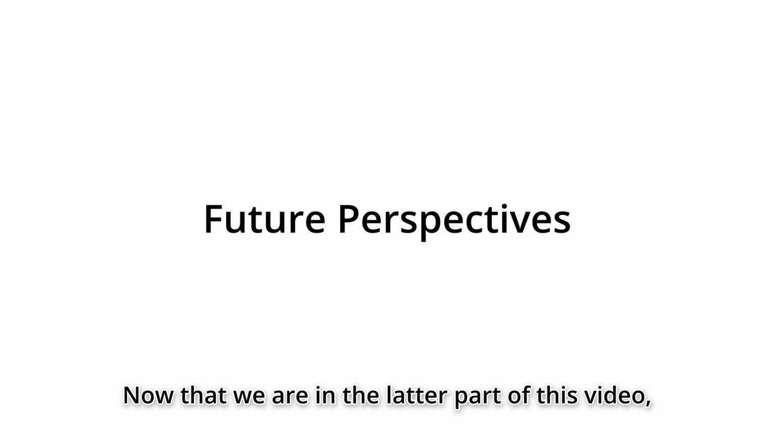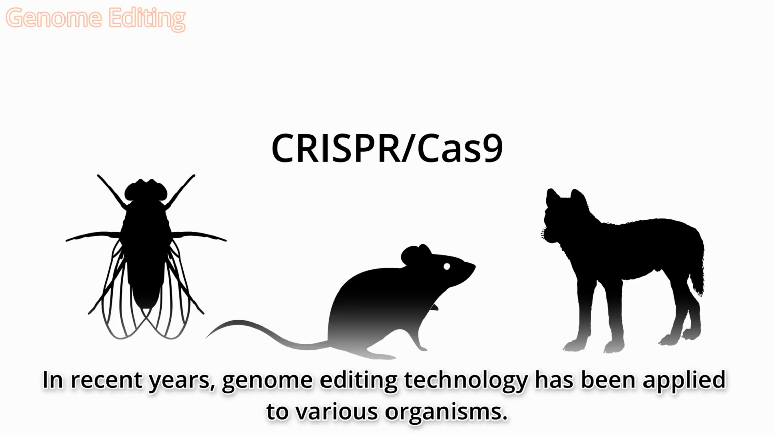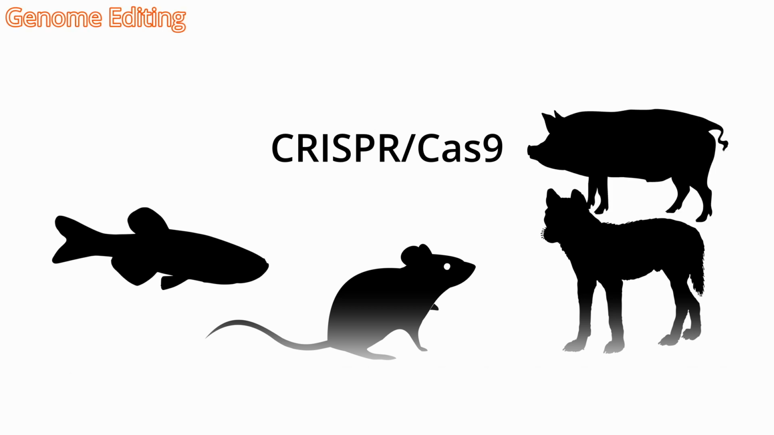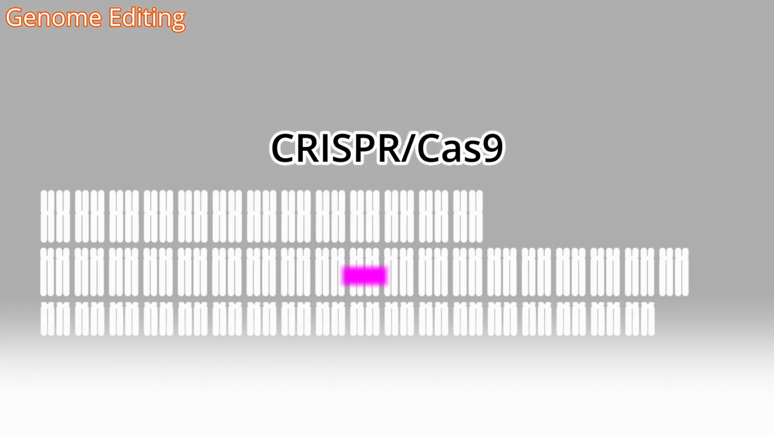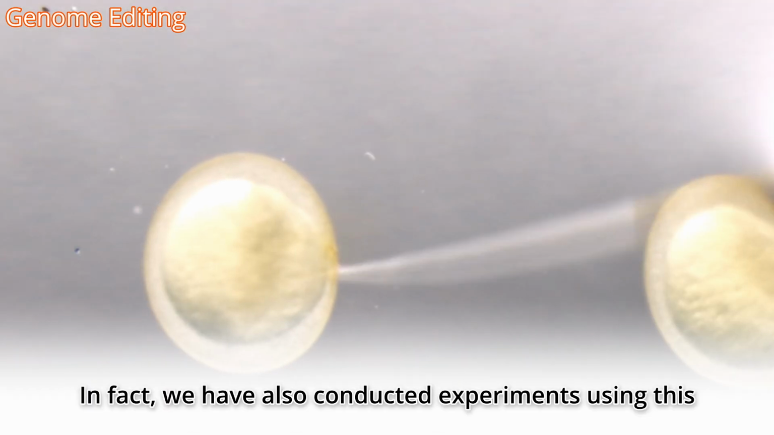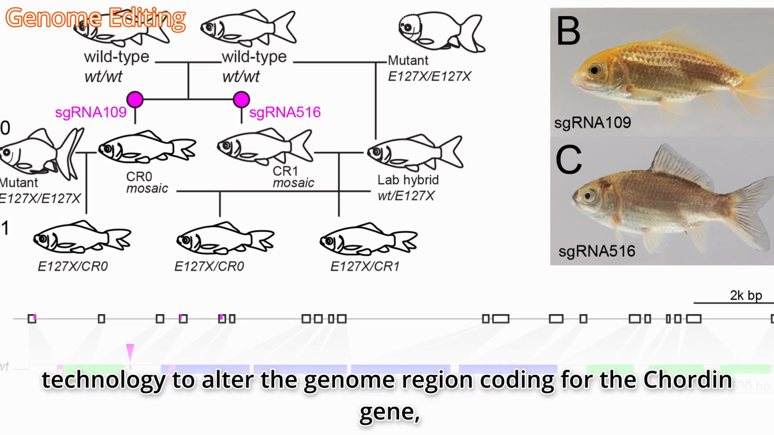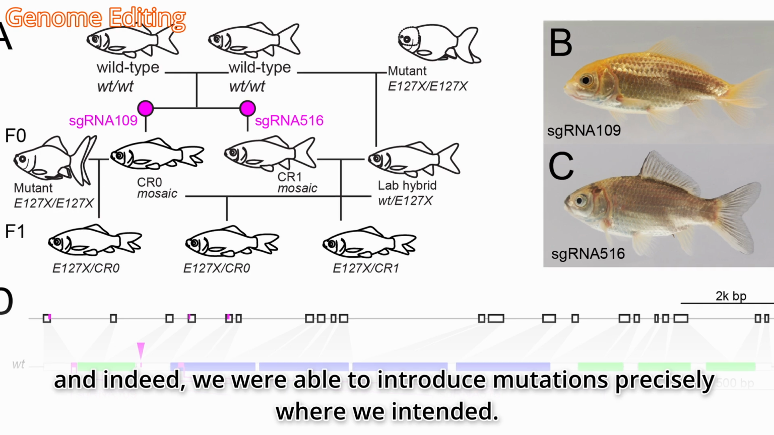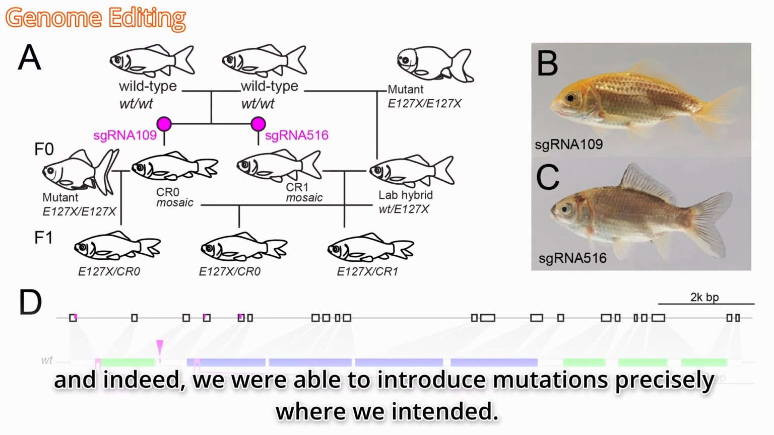Now that we are in the latter part of this video, let's consider a new approach to evolutionary developmental biology in goldfish. In recent years, genome editing technology has been applied to various organisms. This powerful technology allows us to precisely modify specific regions of the genome at will. In fact, we have also conducted experiments using this technology to alter the genome region coding for a gene. And indeed, we were able to introduce mutations precisely where we intended.